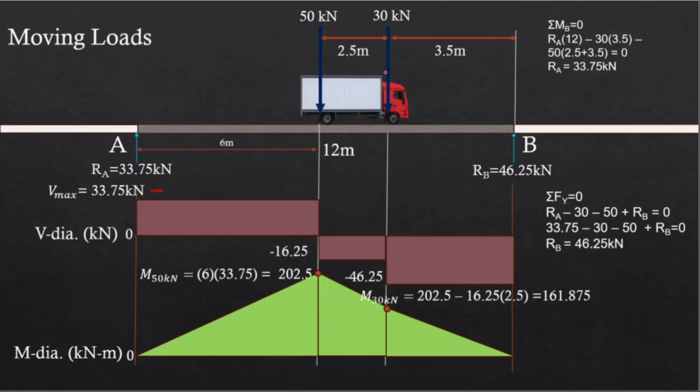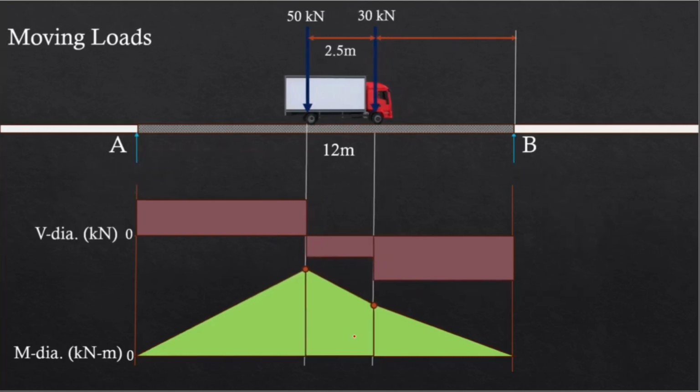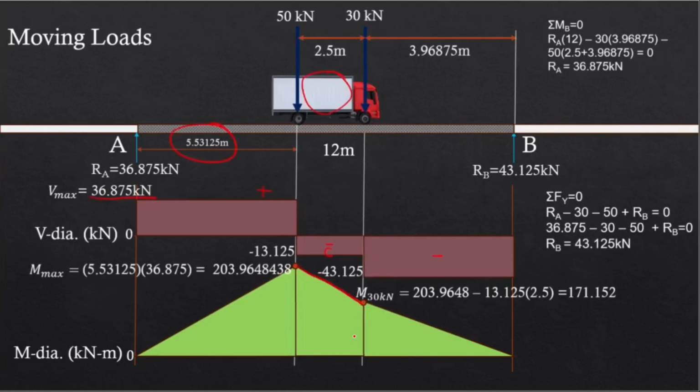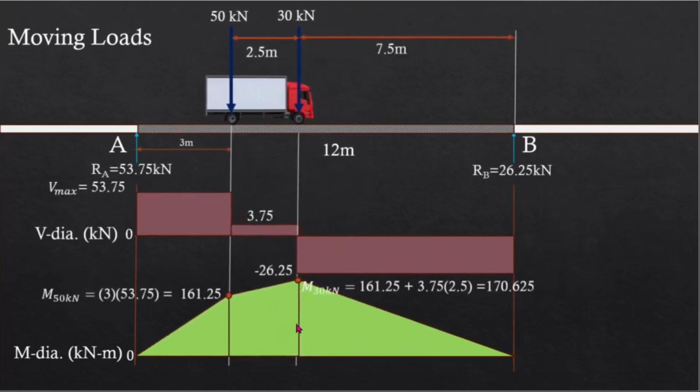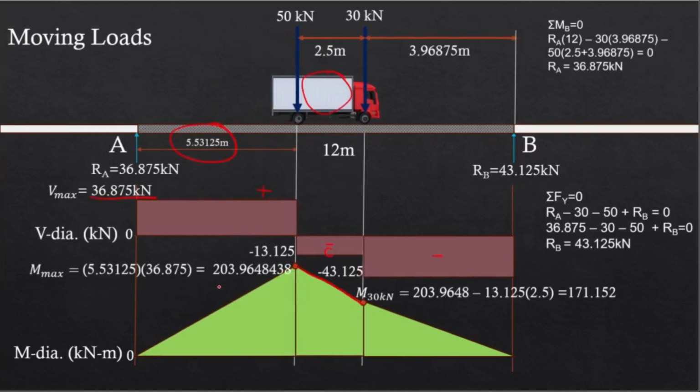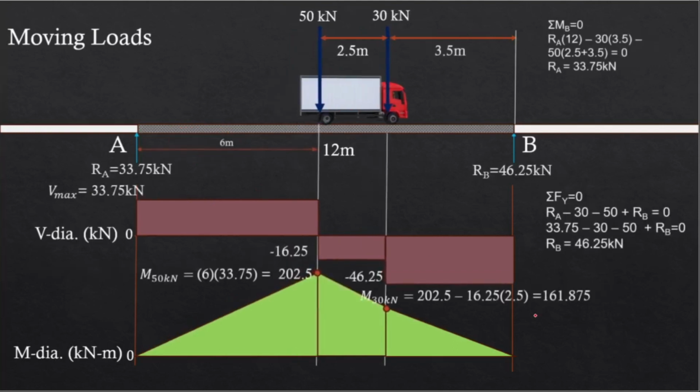Now, if you're gonna move this further, that trend will still follow, and so that's why we are sure that the maximum moment occurs when this is our situation. Again, at a point lesser than 5.53, the moment under the 50 kN load was 161.25. And then here we have 203.96, and then for a point beyond 5.53, the moment under the 50 kN load actually reduced. It has become 202.5. And so we're going to discuss how to solve the maximum moment and the maximum shear.